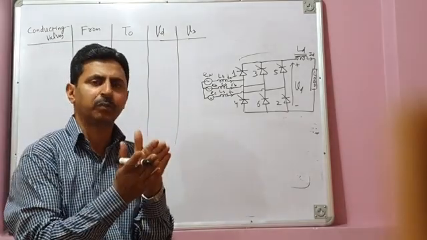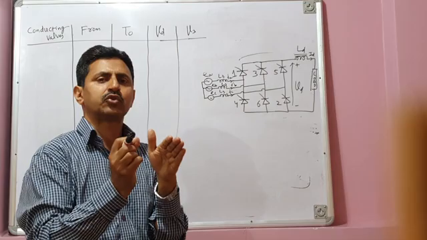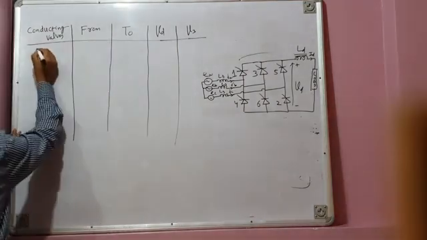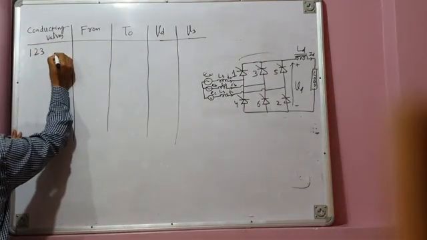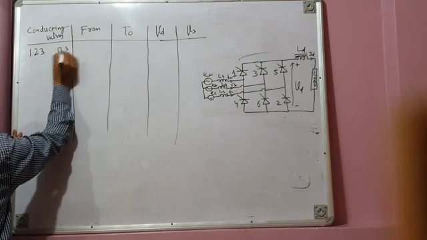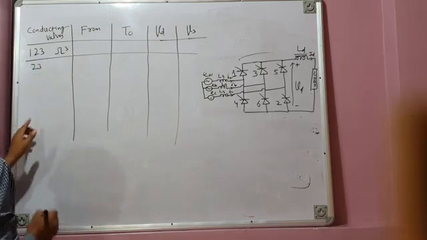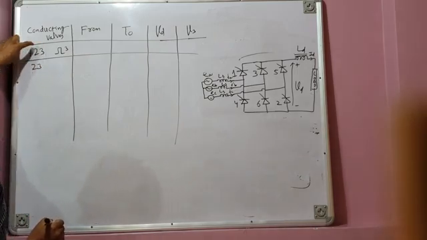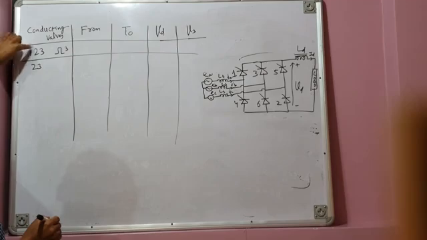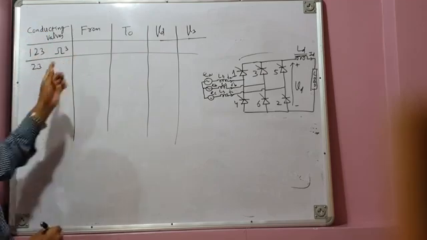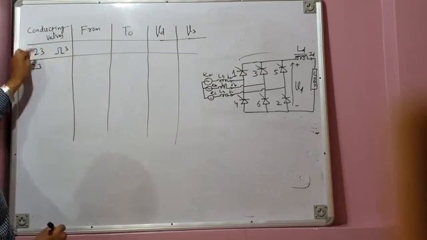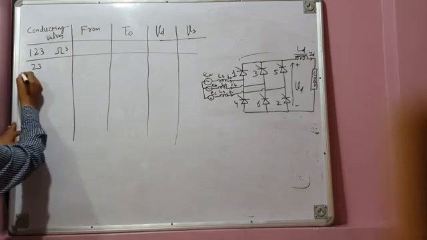So previously 1, 2 pair was conducting. Firing pulse is issued to valve 3. So 1, 2, 3 will be followed by 2, 3. Here commutation between 1 and 3 is taking place. So 3 valve conduction: 1 is the outgoing valve, 3 is the incoming valve. Once the commutation is over, 1 is completely off. So we get 2, 3, 2 valve conduction.